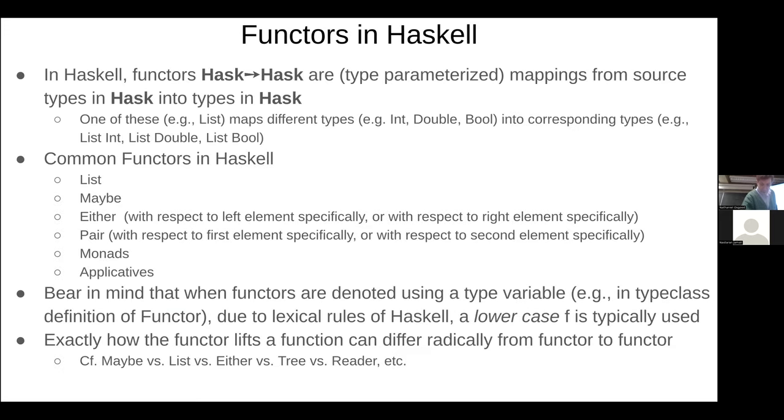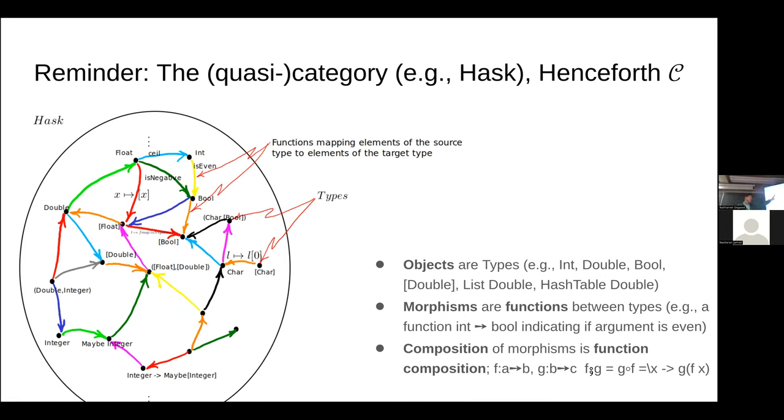I'll just note that when we're dealing with this category, the objects are types: floats, doubles, ints, for example, or lists of bools, or lists of floats, or lists of doubles, or pairs of doubles and integers. These are the types. The arrows are functions between these types, functions from one type to another. So for example, it might be from double into bool that would say whether or not it's greater than zero, something like that. Is negative from a float into a bool there.